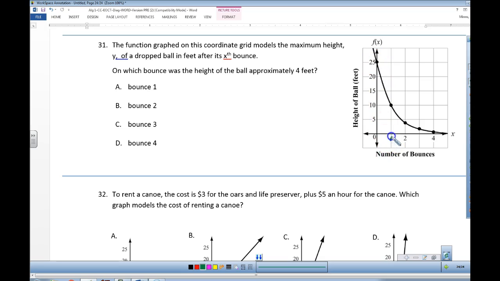At one bounce, how high does it go? 10 feet. The second bounce looks like about 4 feet. Third bounce looks like about 2 feet. And the fourth bounce, it looks like about 1 foot. So what does this say? On which bounce was the height of the ball approximately 4 feet? Well, it's right there. The second bounce, he was at about 4 feet. So bounce number 2, B, is the right answer.